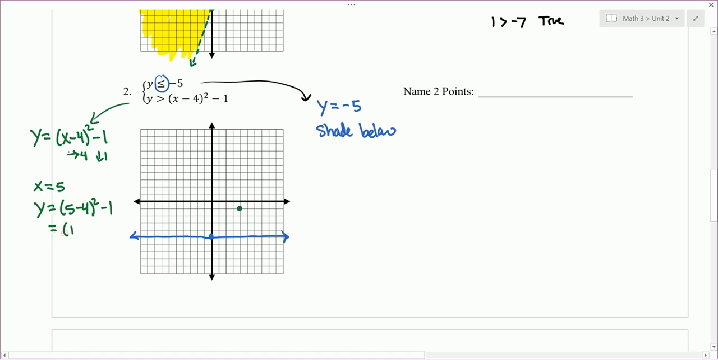And we end up with 1 squared minus 1, which is 0. So 5, 0 is a point that our parabola goes through. So that's the right half of the parabola. Remember, it's symmetric, so we can match it on the left-hand side.